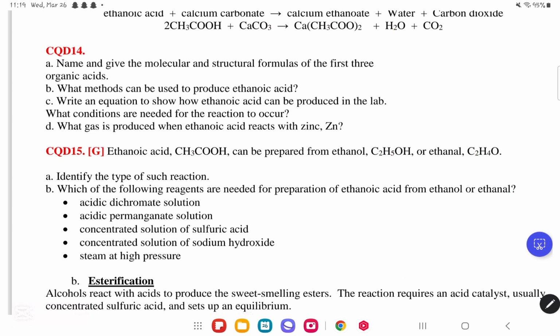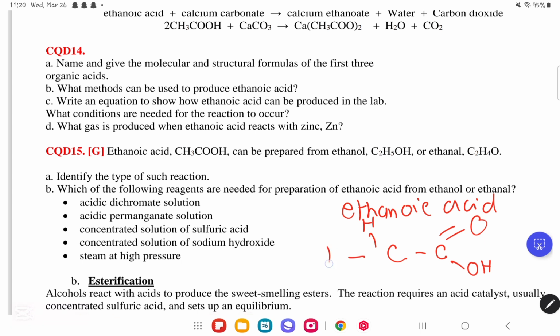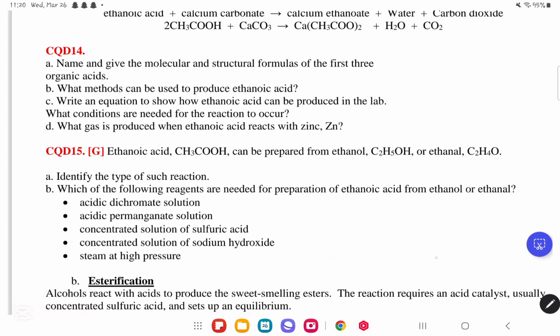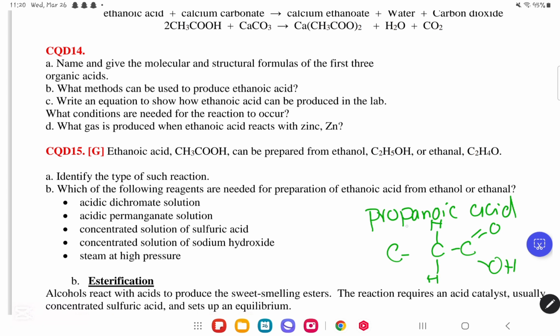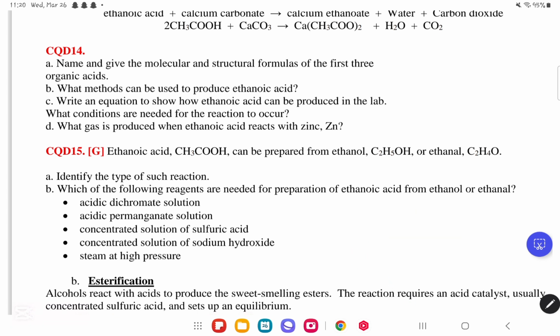Then the 2 carbons, which is ethanoic acid, is going to be carbon 1, carbon 2. This is double bonded to oxygen and single bonded to OH. This over here is bonded to H, H, H. So this is ethanoic acid. And if it has 3, then it is propanoic acid. So it's 1, 2, 3 carbons. This is double bonded to O, single bonded to OH, H, H, and then H, H, H. So that is pretty much it for part A.